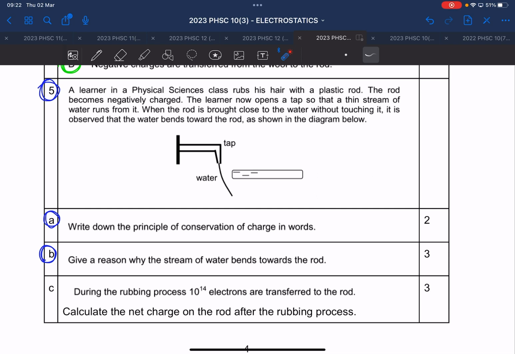A plastic rod. This is like a plastic rod. Okay, you guys must come closer. You won't be able to see. Alright, let's quickly see. Look.